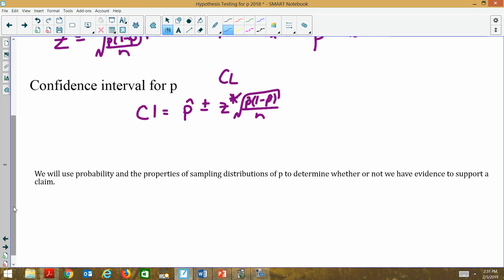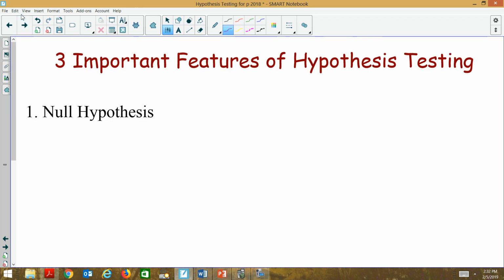We will use probability and the properties of sampling distributions of P to determine whether or not we have evidence to support some sort of claim. Remember, the idea behind statistics is that we cannot prove anything, we just provide evidence for or against a certain claim. So with hypothesis testing, there are three important features that we need to know. The first is the null hypothesis. The null hypothesis is assumed to be true. So we assume a true null hypothesis.